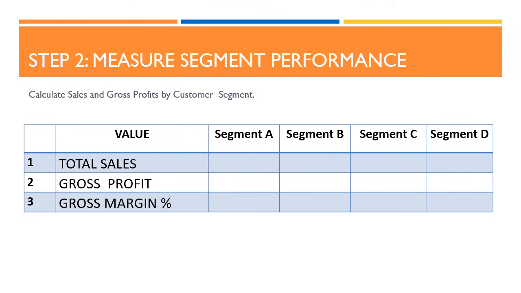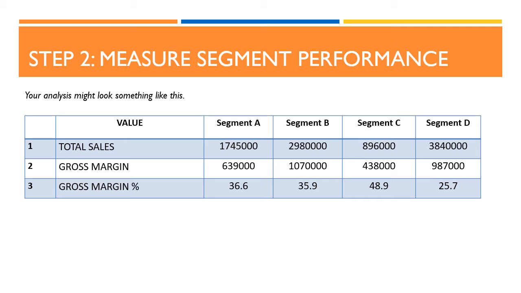The next step in your customer profitability analysis is to look at customer segment performance. This requires a compilation of your total sales and gross profit data by market segment. You may wish to use the segment analysis worksheet. Your analysis might look something like this.